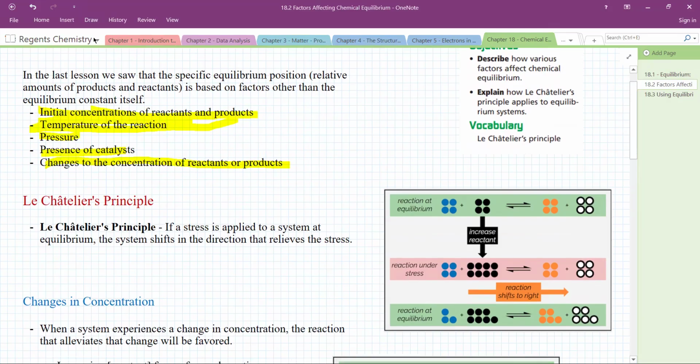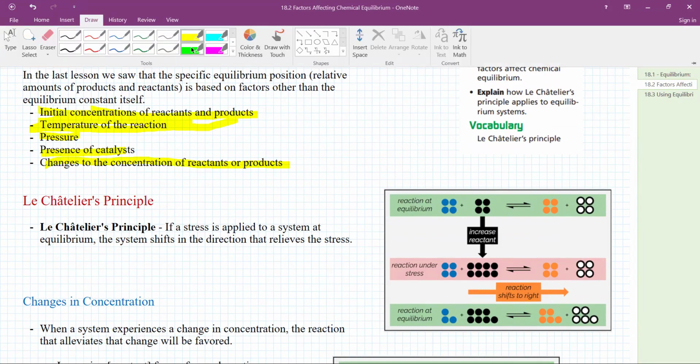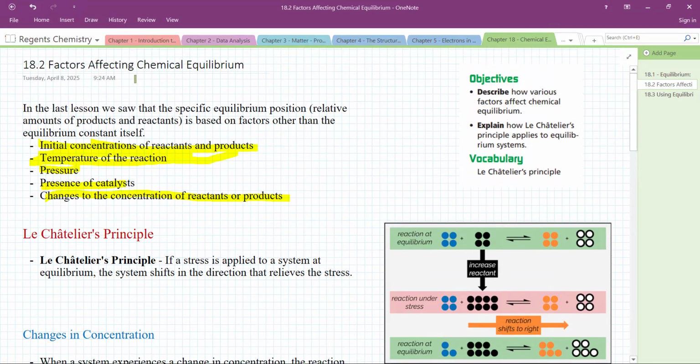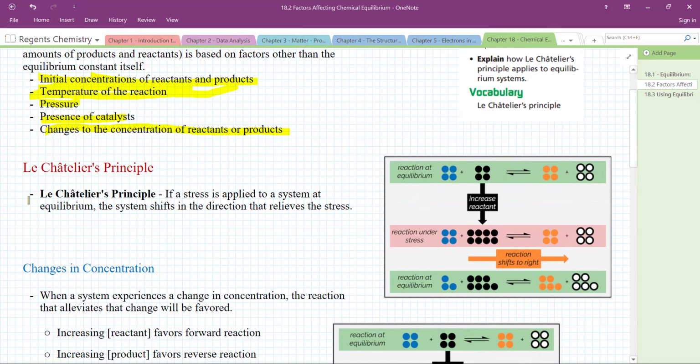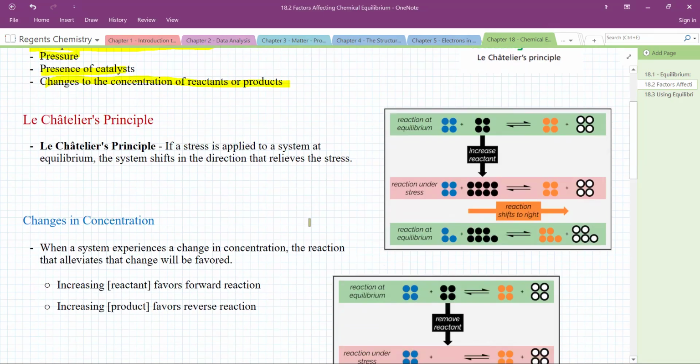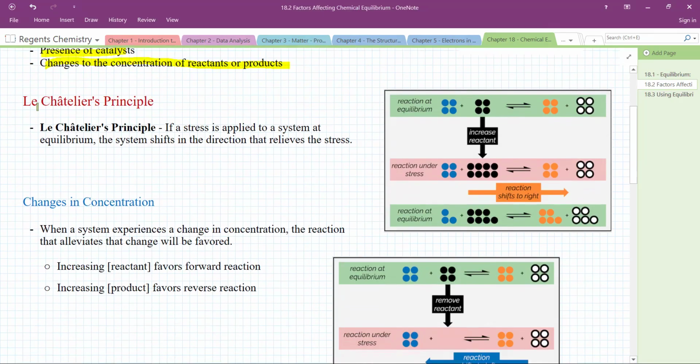Okay, and so the principle we want to remember for this idea of how chemical equilibrium is affected is called Le Chatelier's principle, right? And the idea is that if a stress is applied to a system at equilibrium, the system will shift in the direction that relieves that stress. Okay, and so this is going to guide us through this entire lesson here. We're going to focus on this principle.